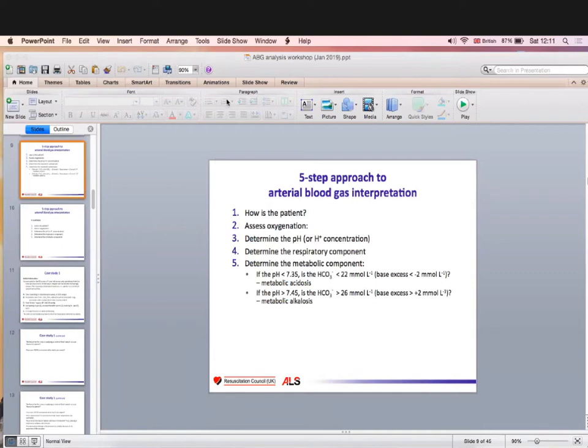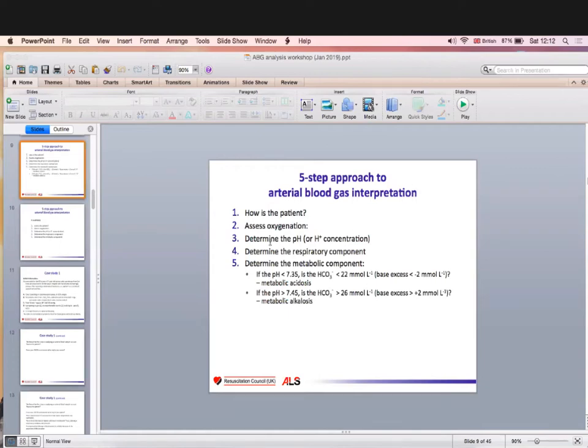Anything you want to ask? Okay. So the next step is you determine the pH, the hydrogen ion concentration. The normal is 7.35 to 7.45. If it's more than 7.45, it's alkalosis, and if it's less than 7.35, it's acidosis.